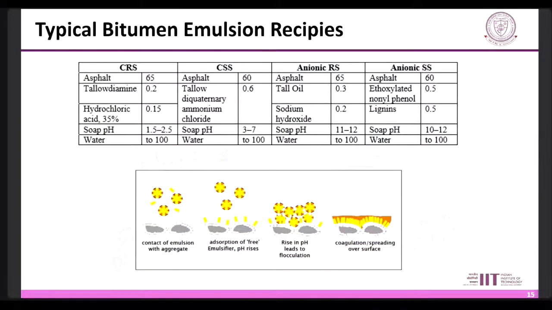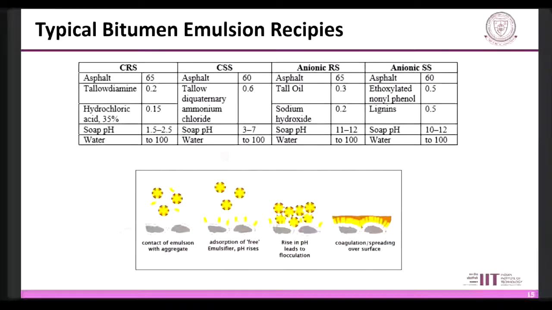The typical bitumen emulsion recipes include, for cationic rapid setting emulsion, an asphalt content of about 65%, and soap is used as an emulsifier, and the water is a dispersed phase where we are adding the oily particles or the asphalt in the water. And for cationic slow setting base emulsion, the asphalt content is around 60%, and the soap or emulsifier content is relatively higher, that is 3 to 7%.